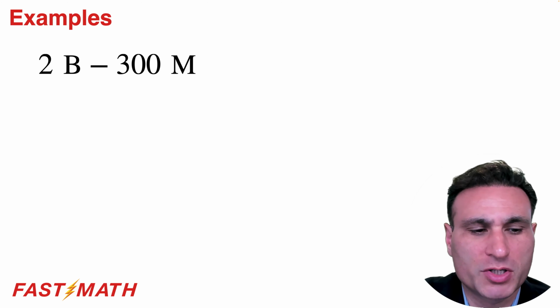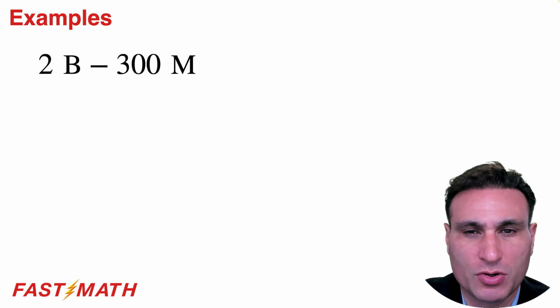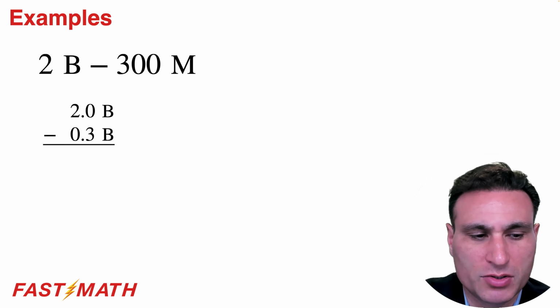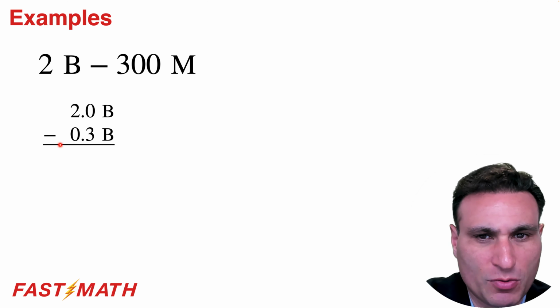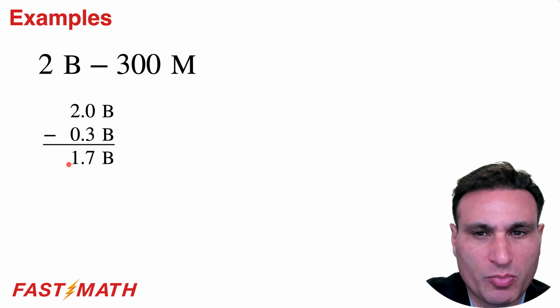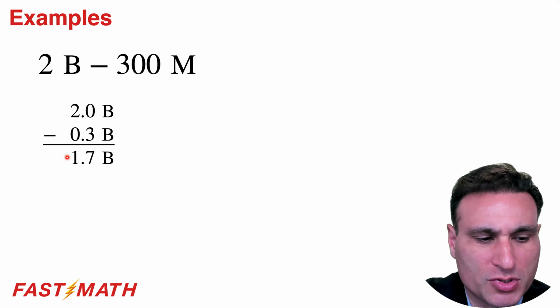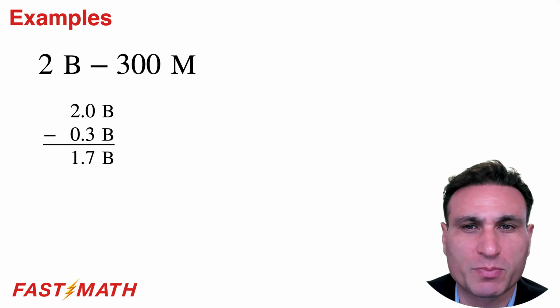For this problem, we want to express 300 million in billions, or resize the unit from million to billion. 300 million is 0.3 billion. So we have 2 billion minus 0.3 billion, which is 1.7 billion. This is how a business person would say this number. The numerical portion is between 1 and 1,000. If you express this number in millions, it's not how business people would usually express this number.